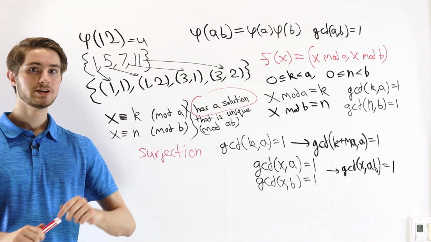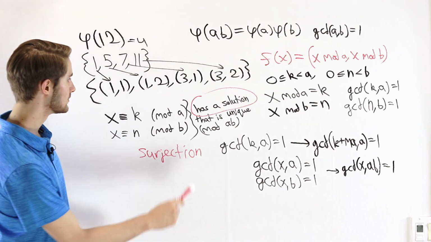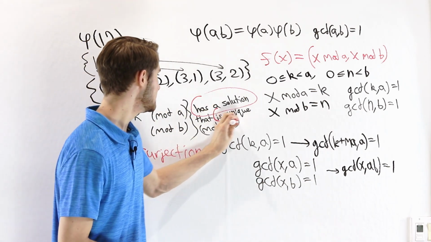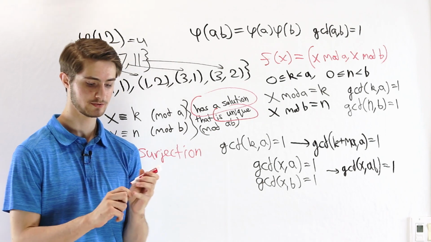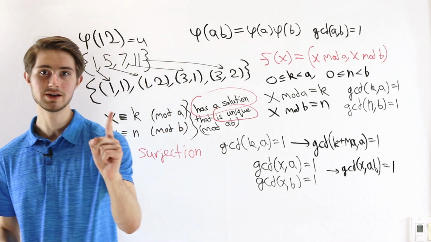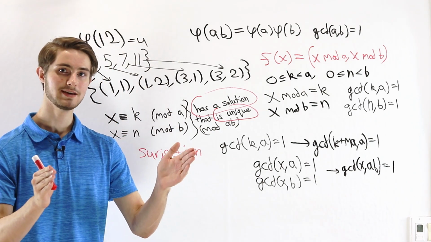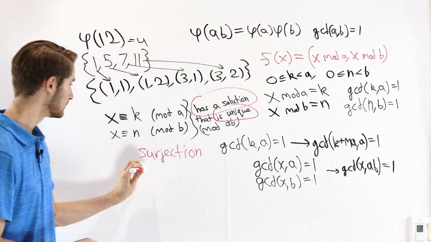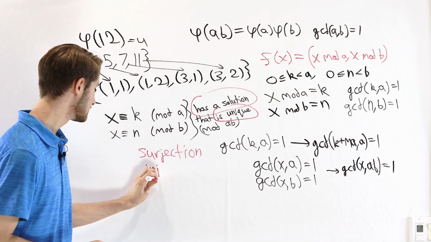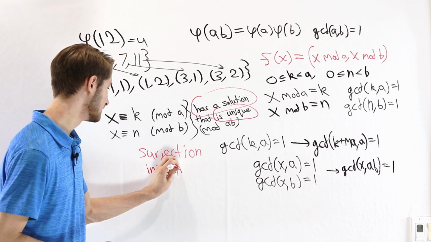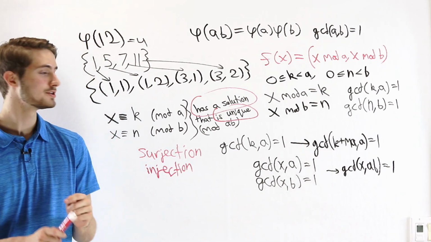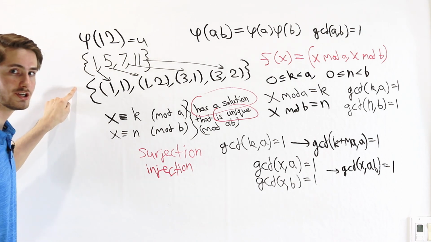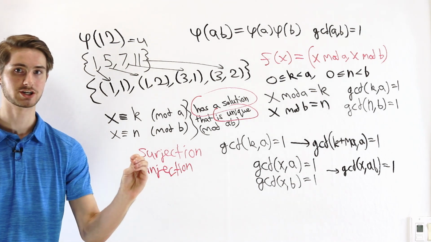And the Chinese remainder theorem also says the solution is unique mod ab, which means there's only one number between 0 and ab that solves this system of congruences. What that means is that the function is also an injection. And because of that, we know that this function has to be a bijection.